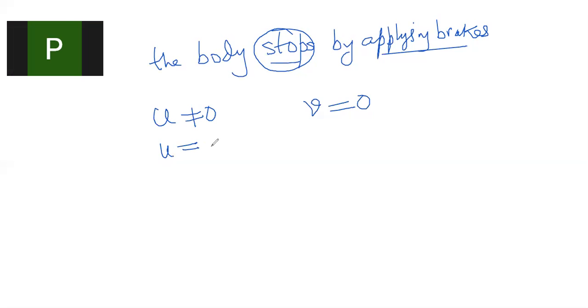moving with some velocity, 20 meters per second. That means what? That means the initial velocity, that is the initial velocity with which it was moving, and an acceleration in a negative direction has been, or what is it called as? Retardation.